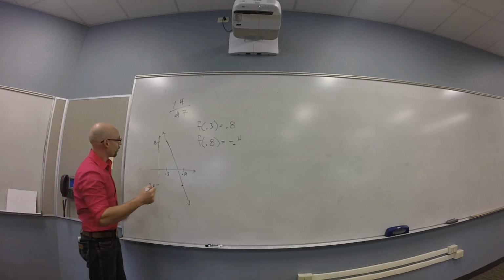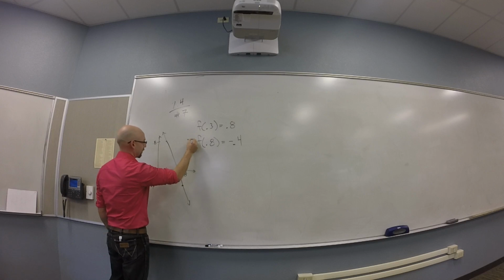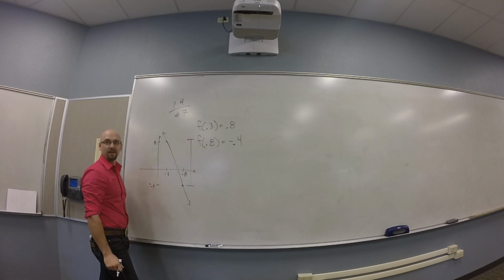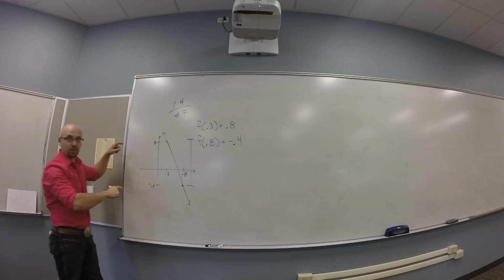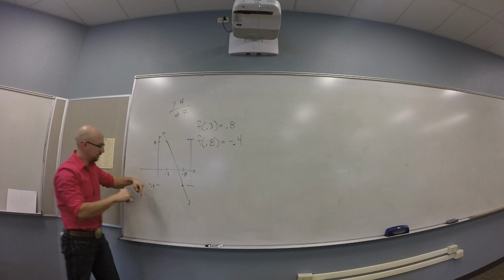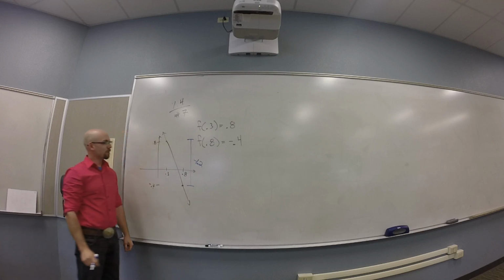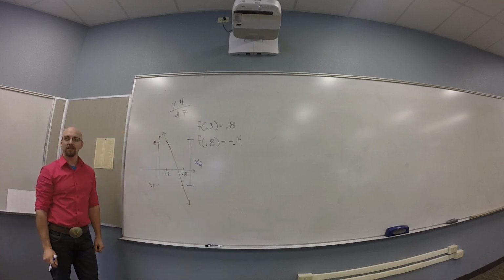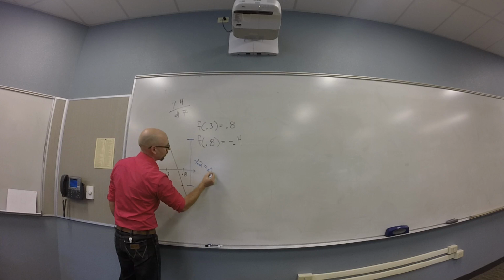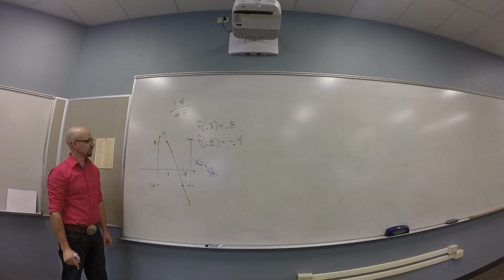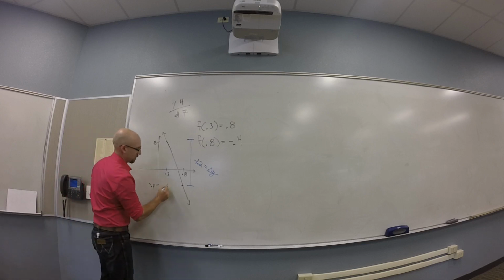So now I want to find out about this slope. What's the vertical change? It went 0.8 down. Oh, never mind. So I think my y change is minus 1.2. What's your x change? Positive 0.5.